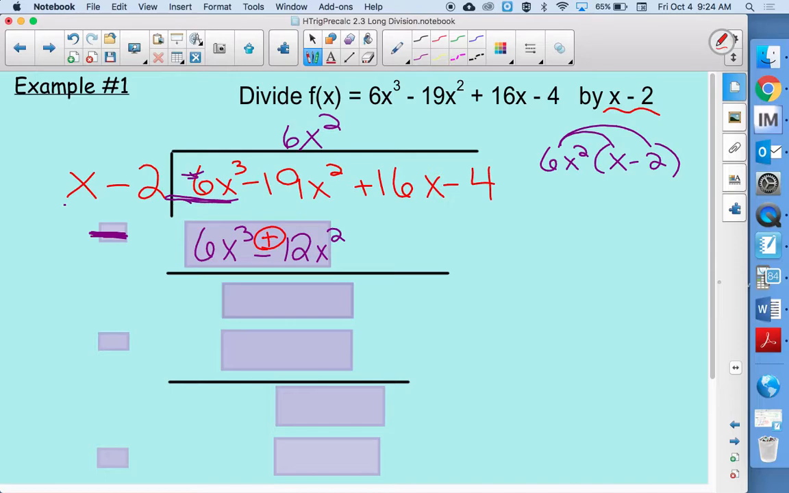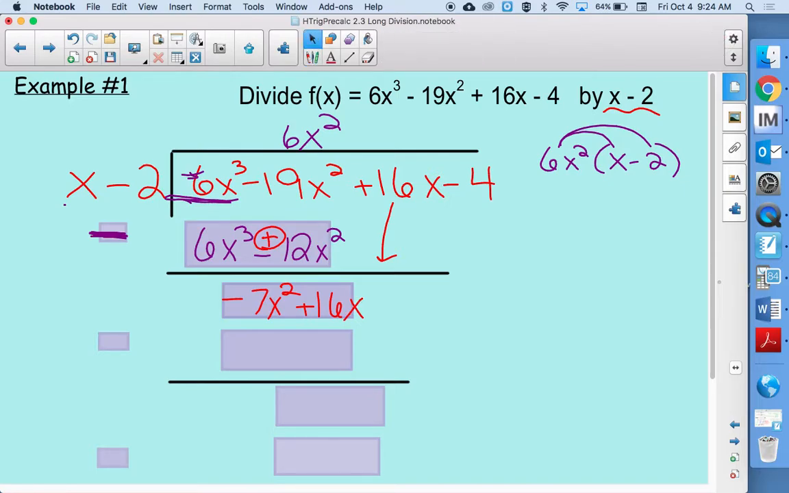So Josh, negative 19 plus 12 is? Right, negative 7x squared. So what do you think you do next, Josh? Yeah, we're going to bring down the 16x. There we go. So bring down that 16x, and then I start the process over again, because I just need to keep going until I'm out of x's or out of numbers.